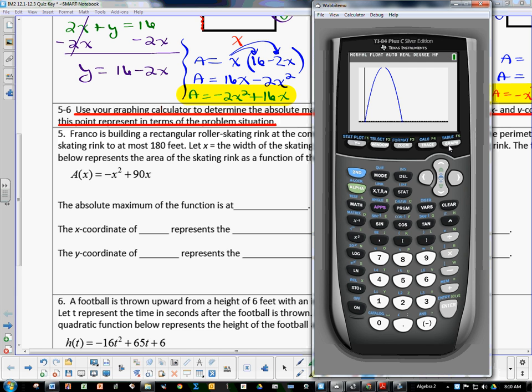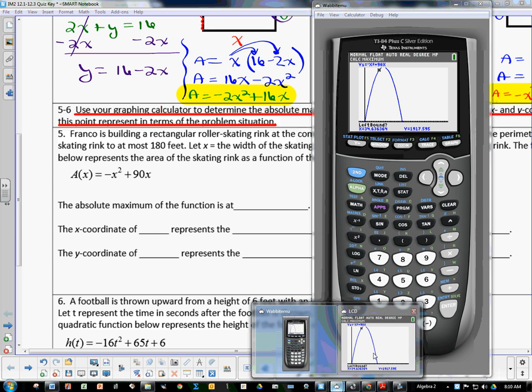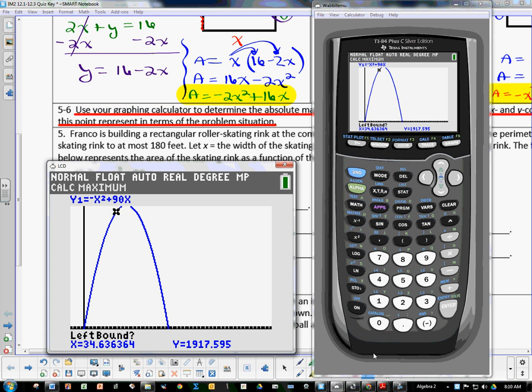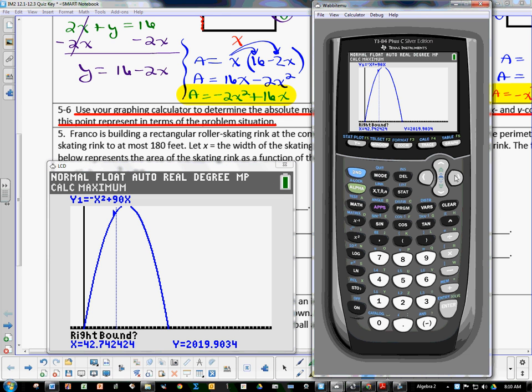Okay, so we'll go second, trace, maximum, number 4. We have to have a left bound. So I'm going to come back up here. There we go. Notice I'm on the right of the point that I'm seeking, so I've got to move over. There we go. How about that? That's a little easier to see. Hit enter. Then I'll get over onto the right bound. There we go. That's enough. There it is. There's your maximum. 45, comma, 2025.